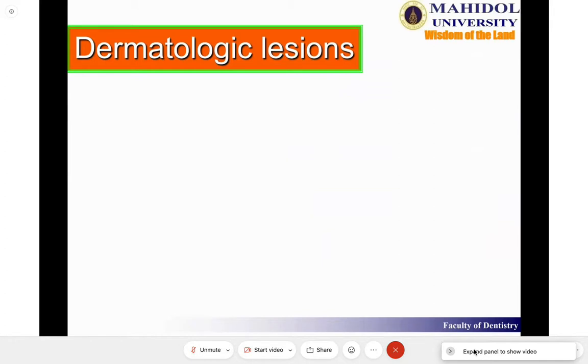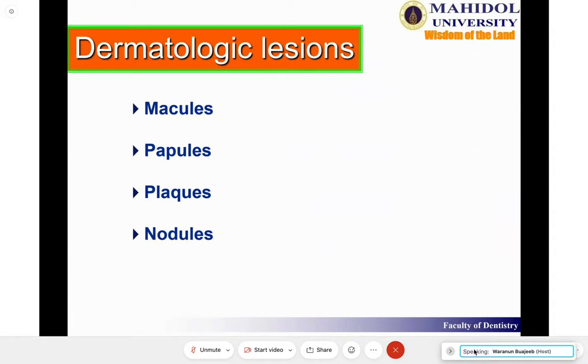In order to identify the oral lesions, because the structure of skin and oral mucosa is very similar, the basic terms of lesions we use are the same as the dermatological lesions. For macules, papules, all these are terms that we will use to describe lesions in the oral cavity. And because of many diseases in this group, patients may have also skin lesions. So all these terms can be used to describe the lesions of the patients, whether in the oral cavity or on the skin.